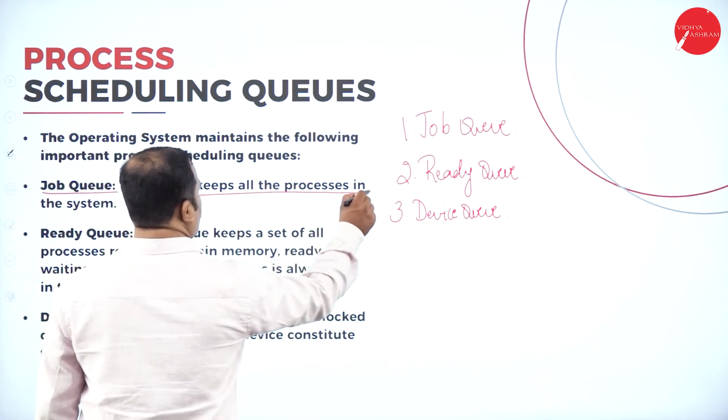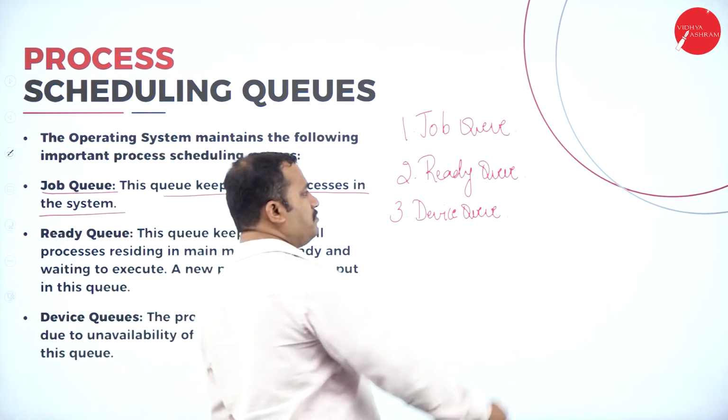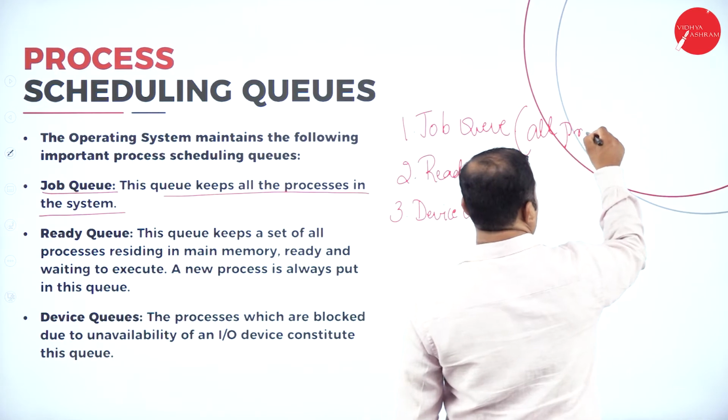This queue keeps all of the processes in the system. That means the job queue keeps all of the processes. All processes are kept in a job queue.